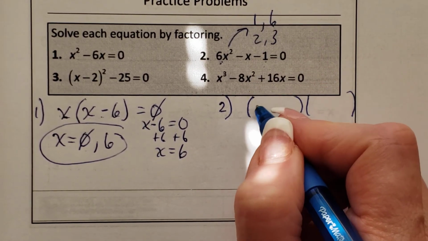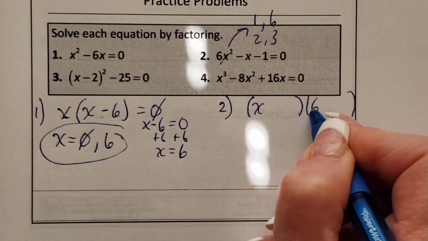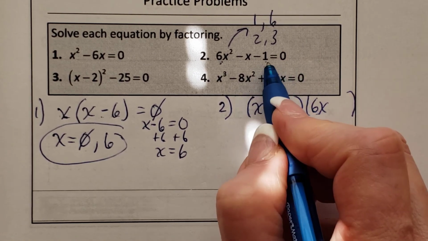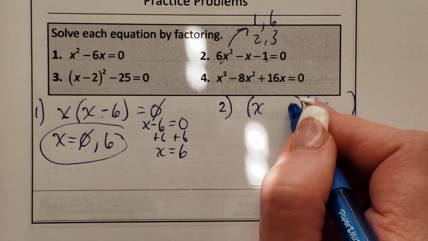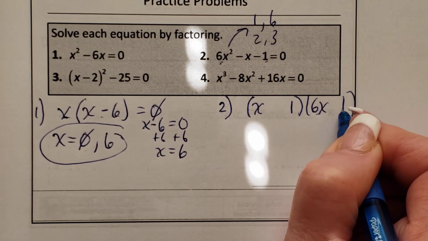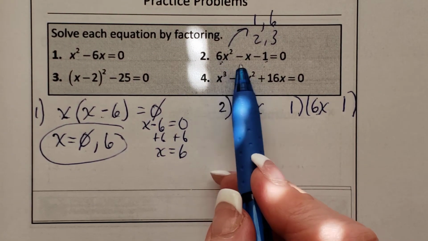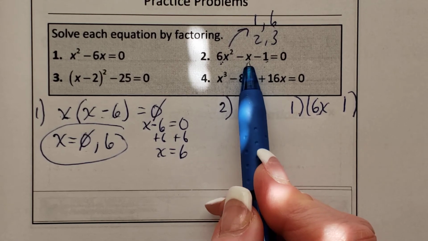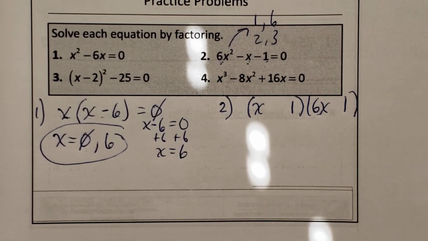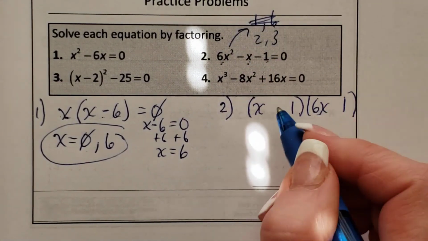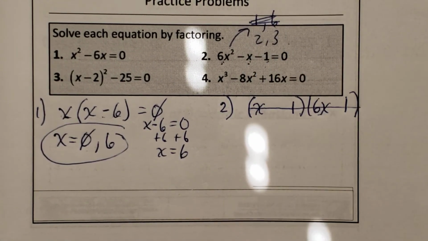Okay, so I'm going to try 1 and 6 first. And then the only factors of 1 are 1 and 1. So I'm trying to see if I can get to a sum of negative 1. Well, this is not going to work. So I'm not going to use 6 and 1. I'm going to use 2 and 3.